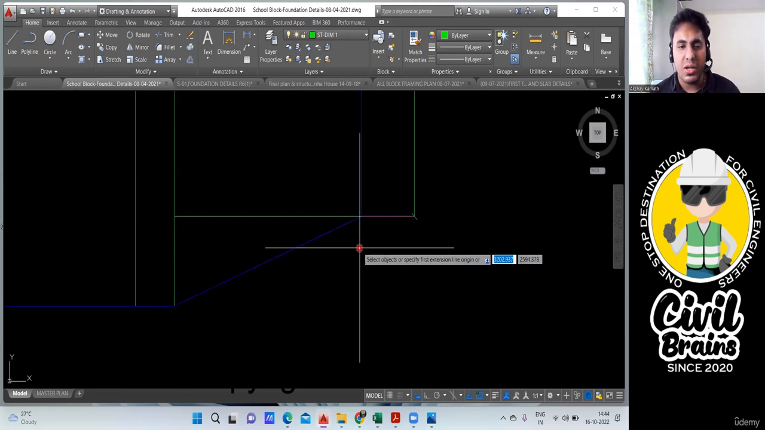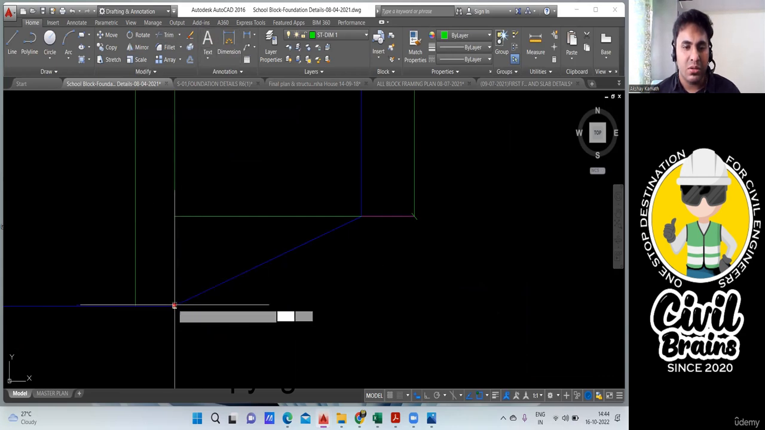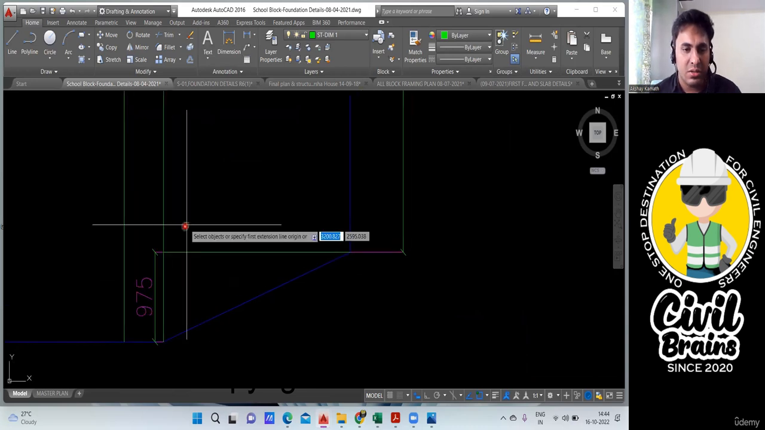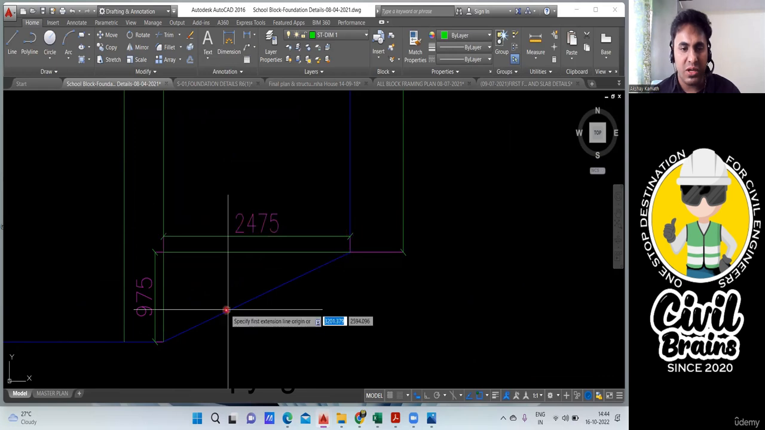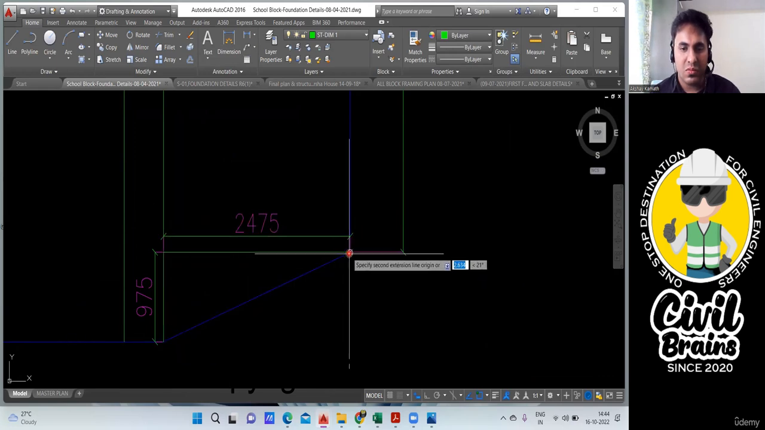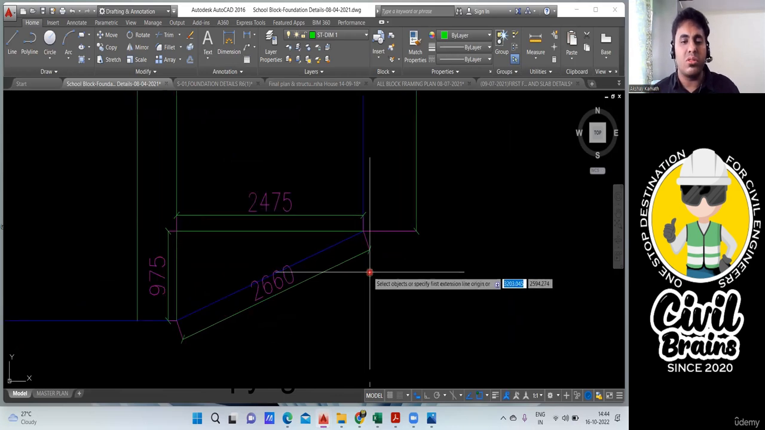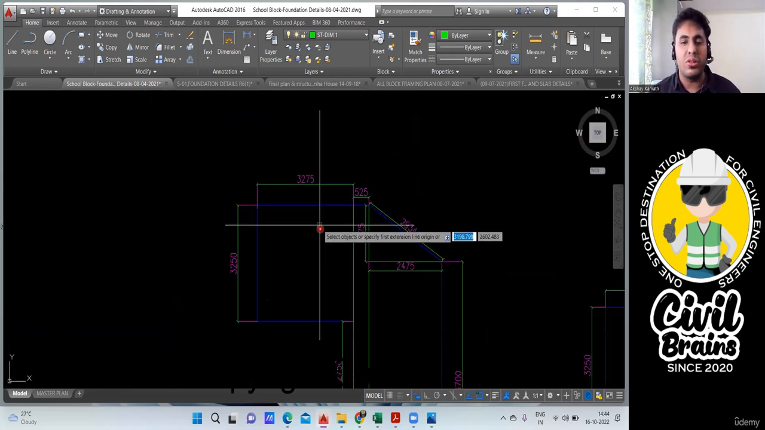So here, this length I haven't found. Let me find that length also. 975 and 2475, this, 2660. So try to do this also and let me know whether you are getting 0.975 whole square plus 2.475 whole square. Yes, 2.660, I'm getting the same thing. Okay, fine. Now quickly let me add all these values.